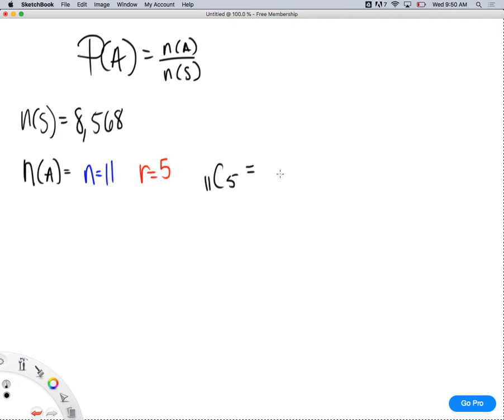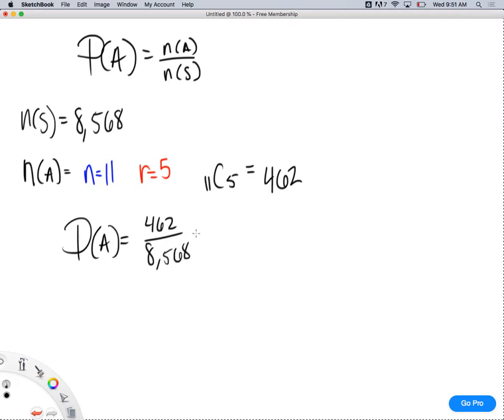11C5 would be 462. So the probability that I would choose all girls would be NA, which is 462, over NS, which is 8,568, which would be 0.0539, or approximately 5%. So if I chose completely at random, then it would be a 5% chance that it would be all girls. You guys see that? This is how we work with combinations.